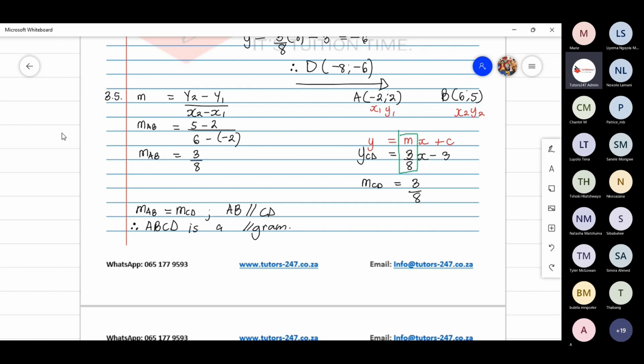So the second option to take is to prove that opposite sides are equal. If you calculated the distance of AB and the distance of CD, and you found that those two distances were equal to one another, then that proves that it is a parallelogram.